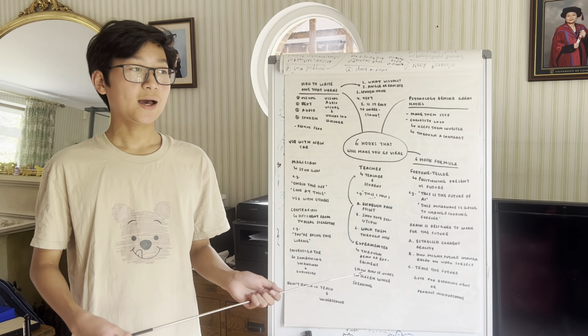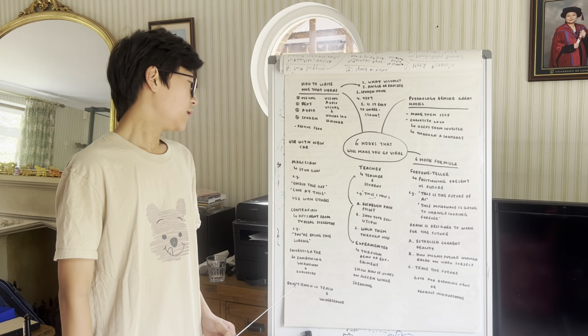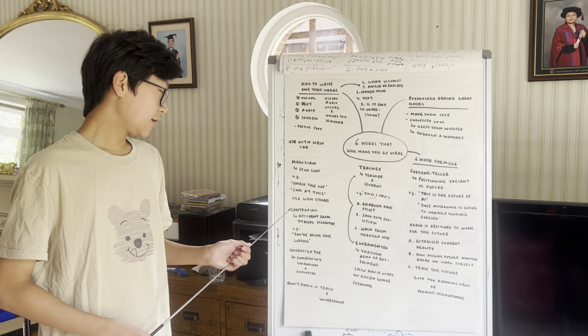A lot of people actually link this up with the other formulas. For example, if I linked it with the fortune teller, it could be: check this out, this microwave is going to change cooking forever. So it stops them in their tracks and then goes on to their hook.